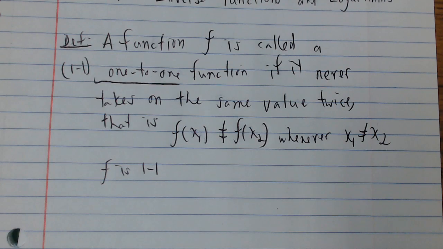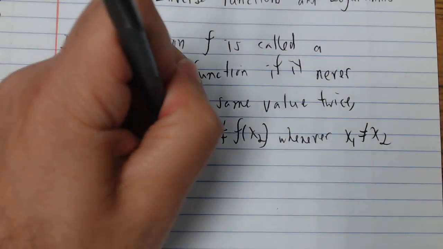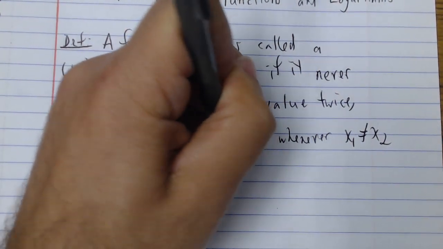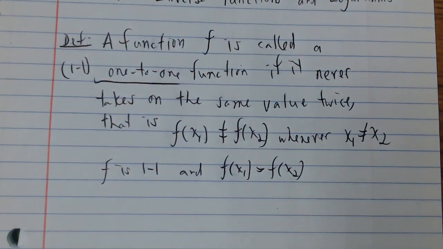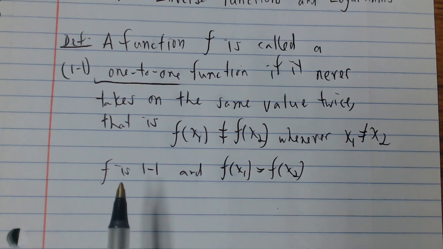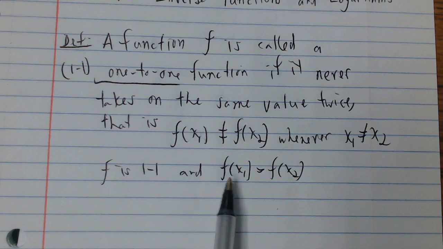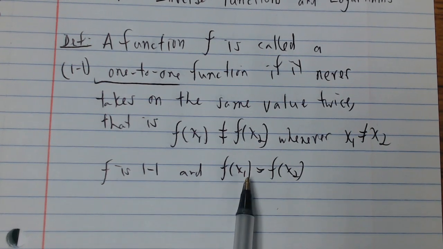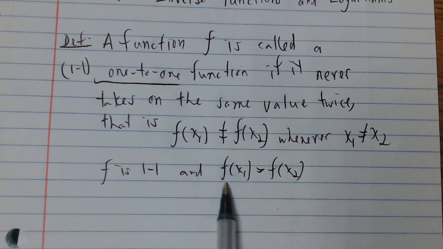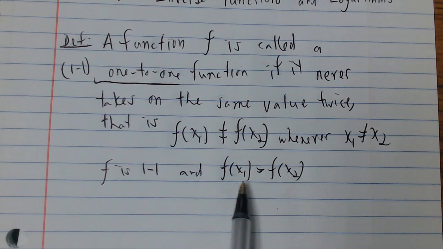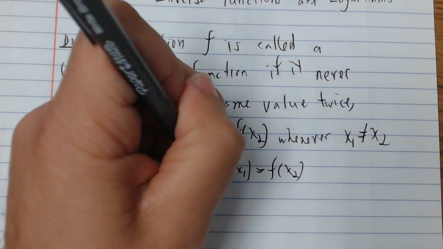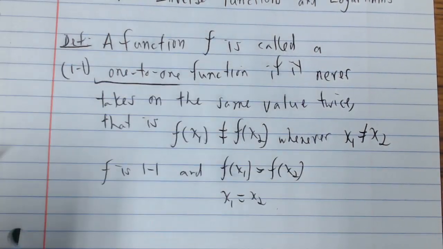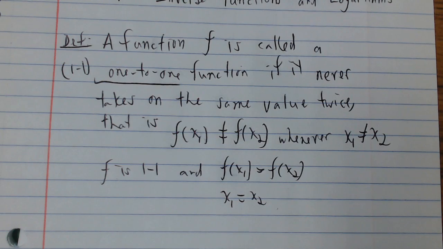So if I tell you f is one-to-one, and I tell you that f of x sub 1 equals f of x sub 2, what's the conclusion you're going to make? You should say that, look, since f is one-to-one, and I know that for one-to-one functions only one x value could take me to a singular y value, then if f of x sub 1 equals f of x sub 2, that means x sub 1 and x sub 2 have to be the same x value.